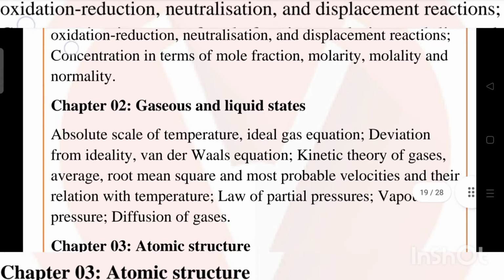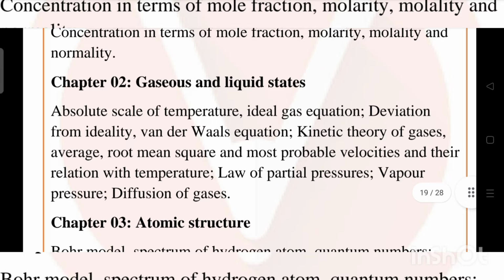In the second chapter, gaseous and liquid states: absolute scale of temperature, ideal gas equation, deviation from ideality, van der Waals equation, kinetic theory of gases, average, root mean square and most probable velocities and their relation with temperature, law of partial pressure, vapor pressure, diffusion of gas. These all topics are covered in the gaseous and liquid states.